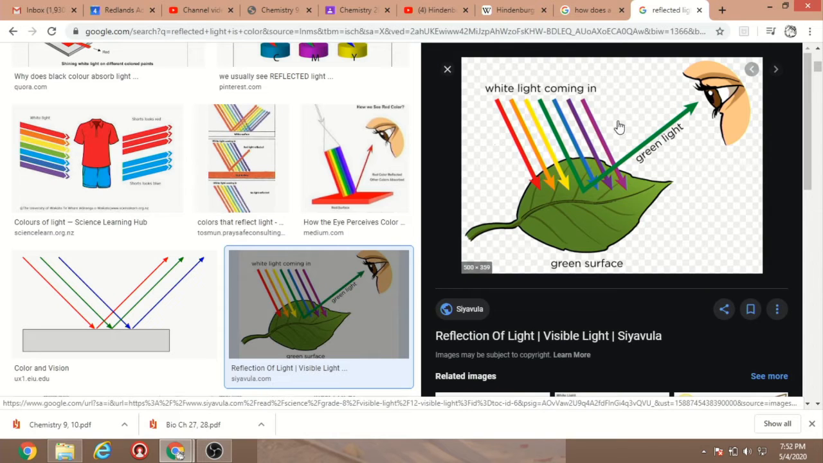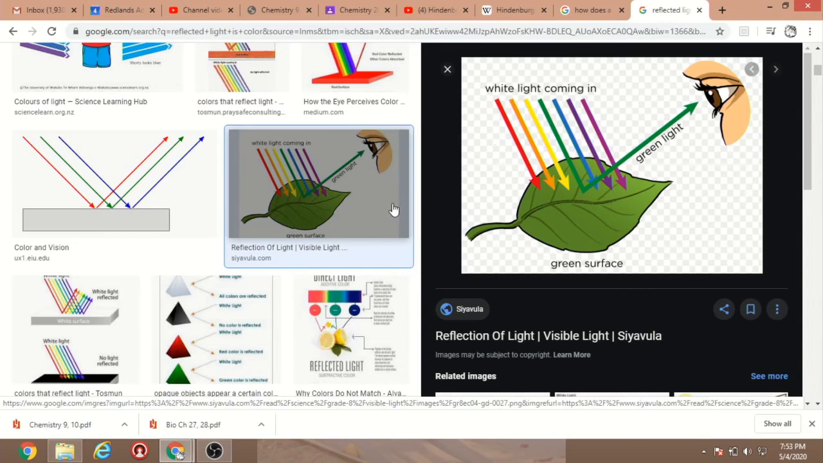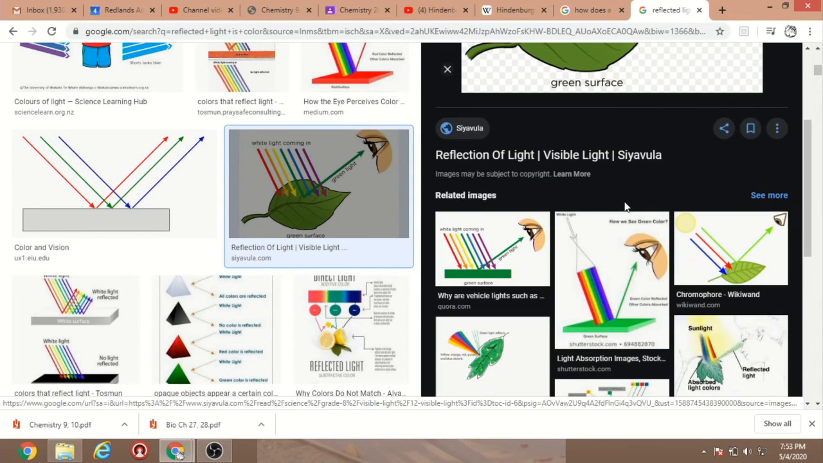And so if something is reflecting back red, that means that it's absorbing all the wavelengths of light that you're giving it, but it's reflecting red wavelength of light back to your eye. Does that make sense? Pretty interesting.